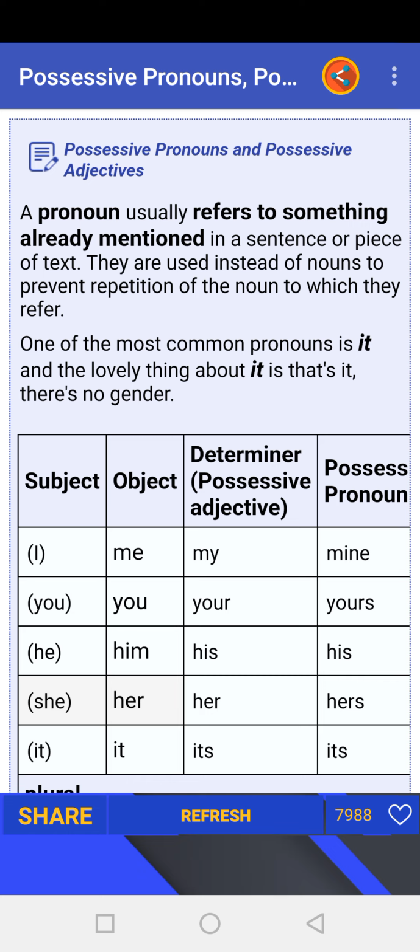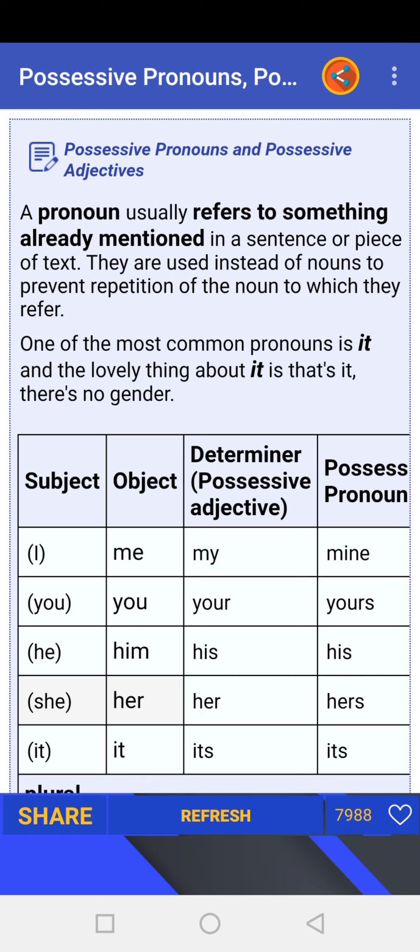So today's video is about possessive pronouns, possessive adjectives, and reflexive pronouns. So let's begin with the possessive pronouns and possessive adjectives. Let's read the rule at first.